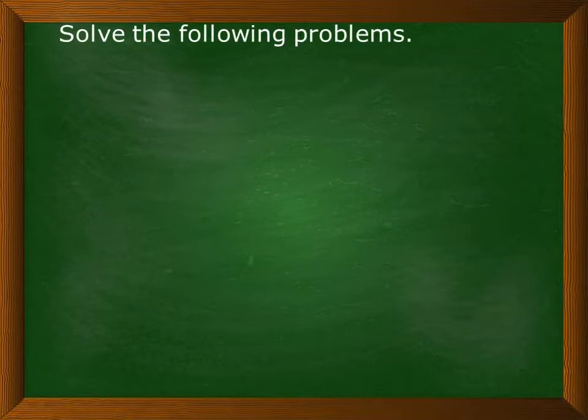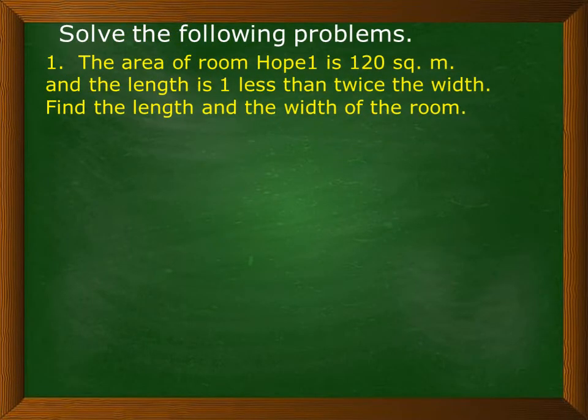Solve the following problems. The first problem is the area of room Hope 1 is 120 square meters and the length is 1 less than twice the width. Find the length and the width of the room.